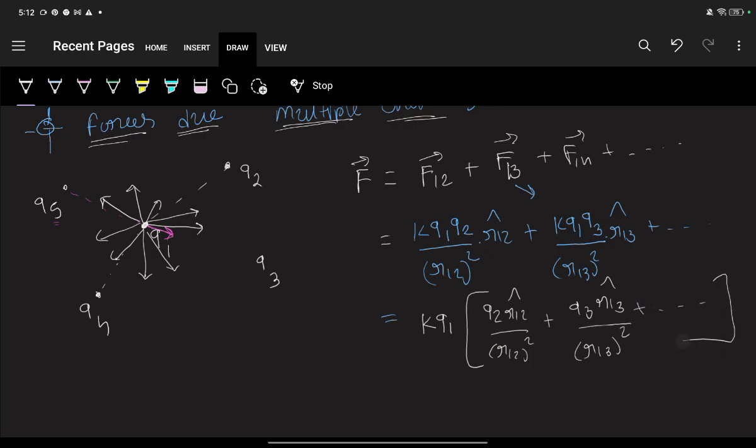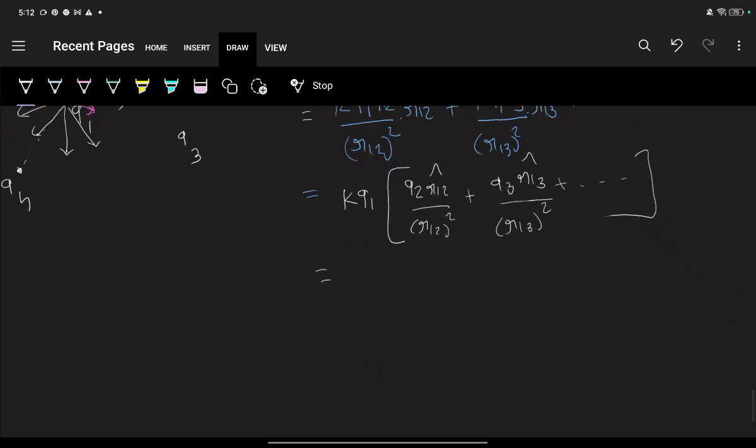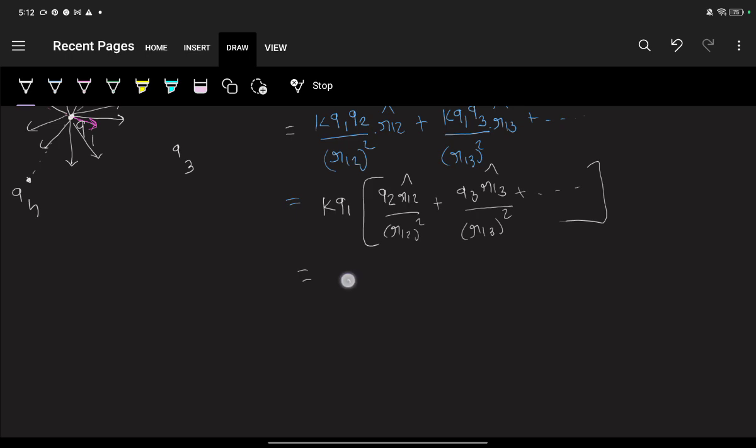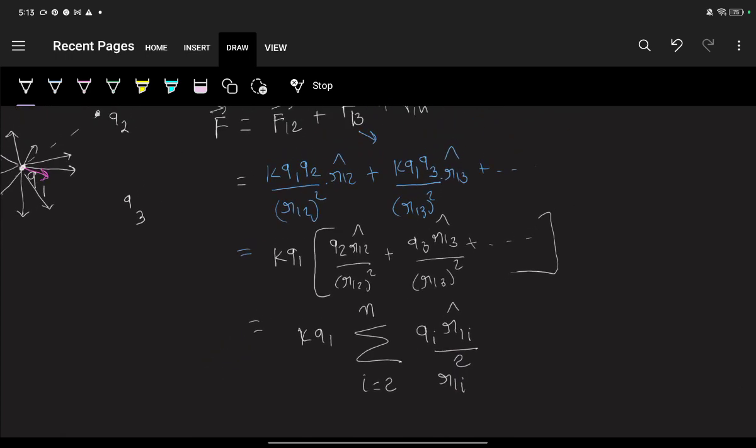and so on. So we can represent this in the form of summation, that KQ1 summation I is equal to 2 to n QI R1I cap upon R1I square. Okay, what is this I? You can put many values from 2 to infinity. If you place here 3, it will be q3 r13 upon r13 square, which is our second, as you can see. Understood?